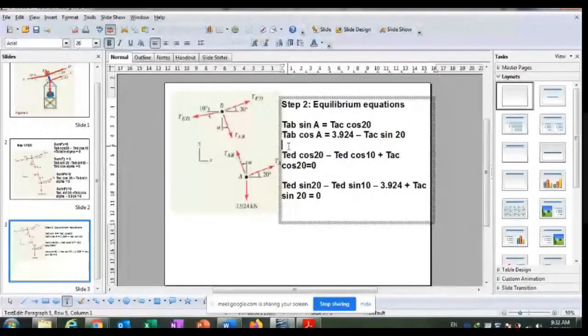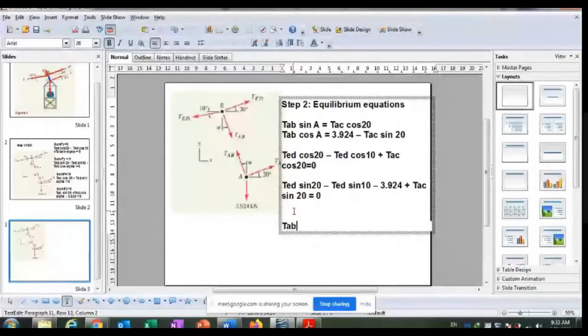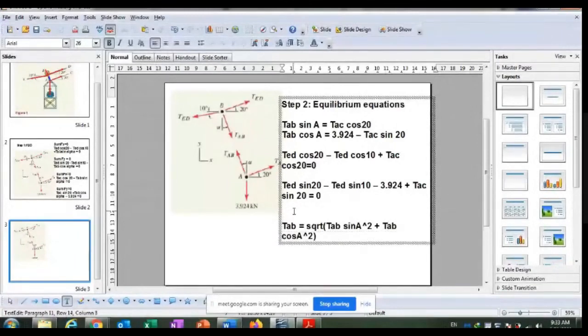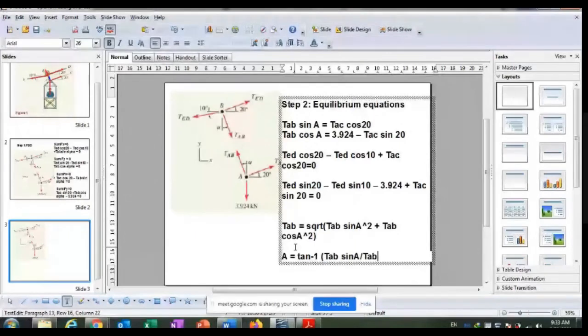So now you find the vertical component of TAB and the horizontal component of TAB. You can easily find TAB, which is equal to the square root of TAB sine alpha, whatever value you calculated above, squared, plus TAB cos alpha squared. So using the Pythagorean theorem, you can calculate the value of TAB, and then alpha is nothing but the tangent inverse of TAB sine alpha divided by TAB cos alpha. So alpha is also known. So this is how you can solve the problems. Any questions till this point?